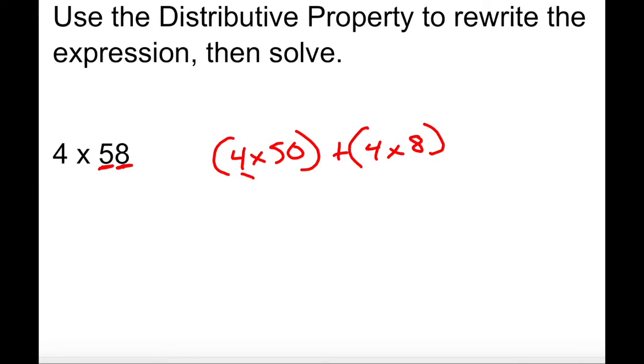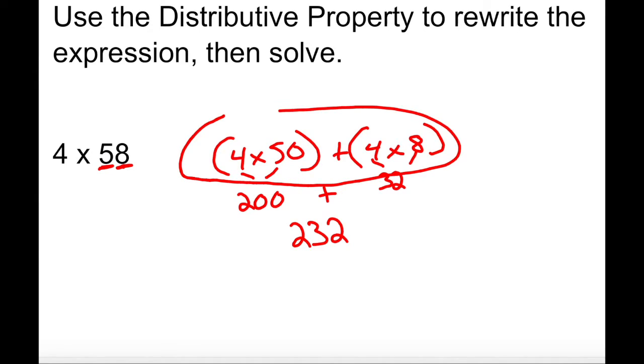I'm going to solve each one. 4 times 5 is 20. Add the 0. 4 times 8 is 32. Add 200 plus 32. The answer is 232. This will be 1 point. This will be another point. Okay? Plus 2.